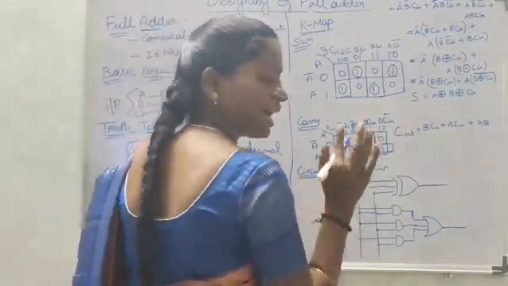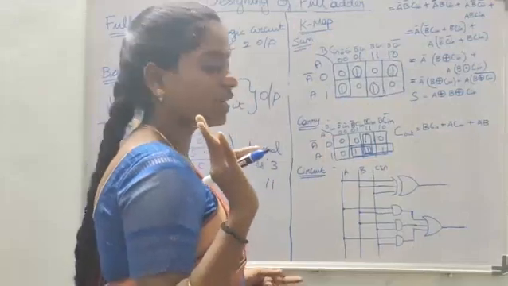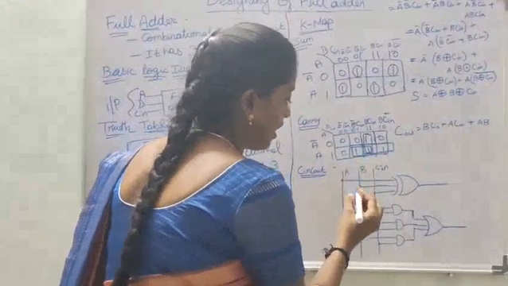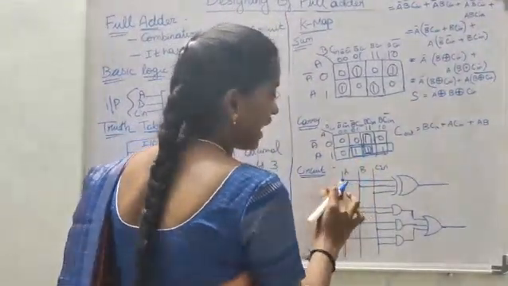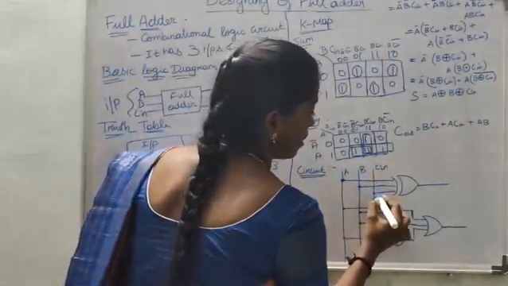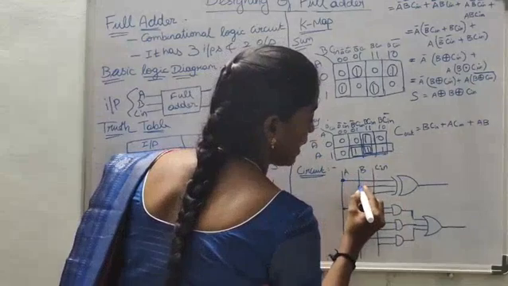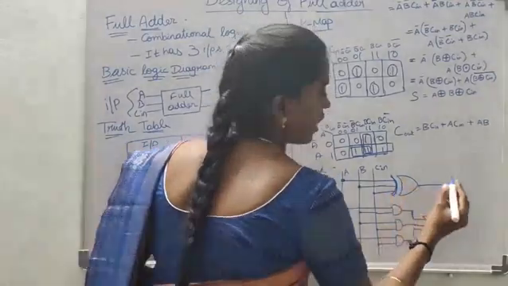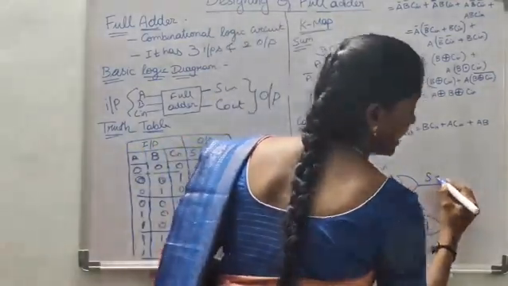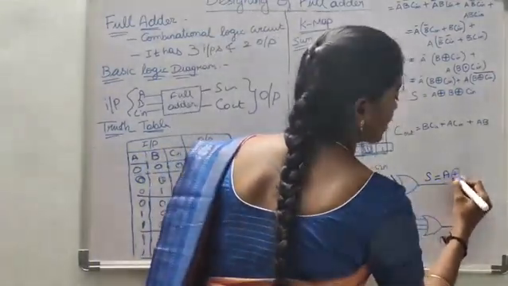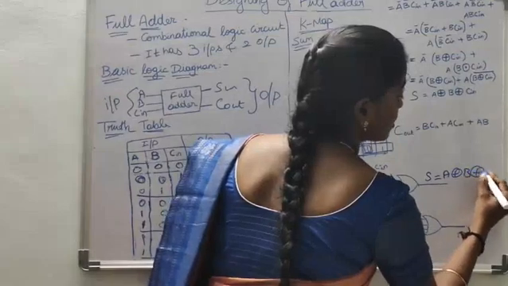Here, consider 3 input variables A, B, C in. Take the 3 input variables A, B, C and connect them through the XOR gate. The output of the XOR gate is the value of the sum. Sum is equal to A XOR B XOR C in.